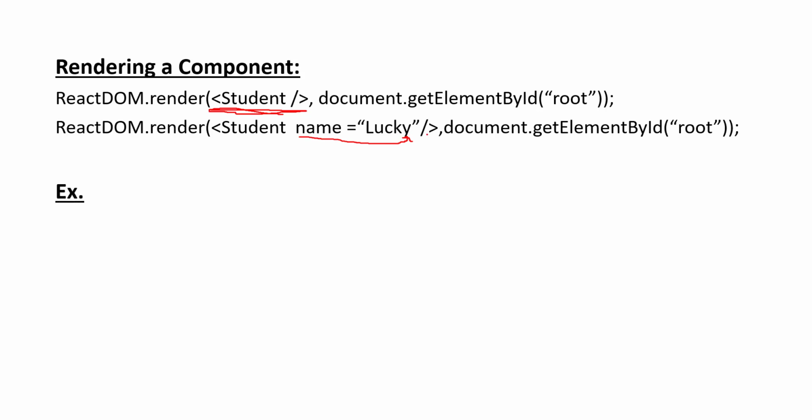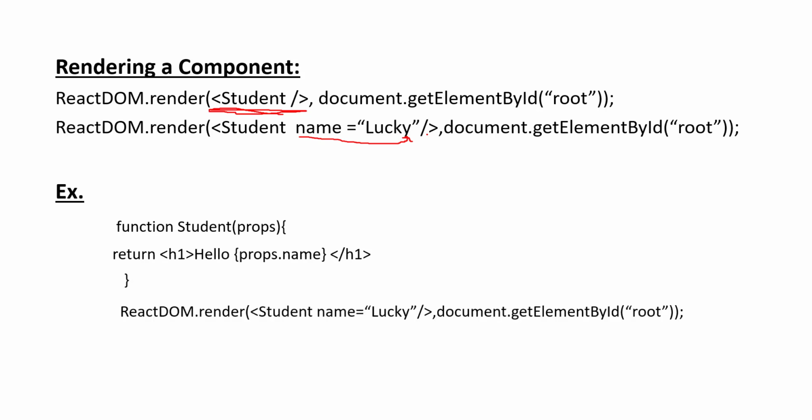Let's see an example so that it is clear. Function Student(props) hello props.name. Then ReactDOM.render Student name="lucky". To access this name equal to lucky you will use props here. The name equal to lucky goes to the props, then it will render props.name, which is hello lucky. This is the output of this rendering method. This example we'll see in the practical section.